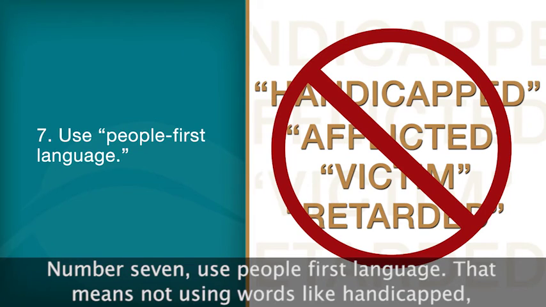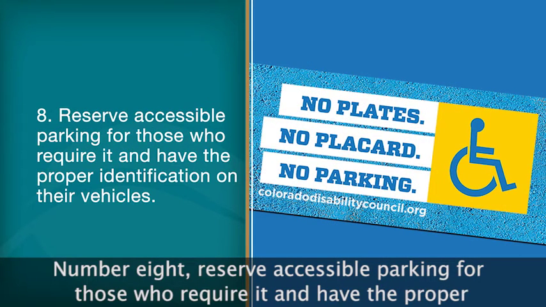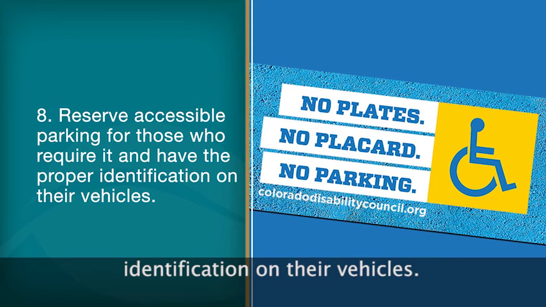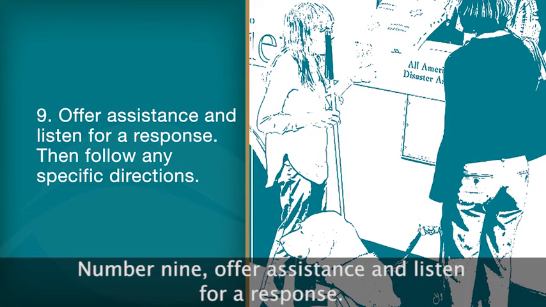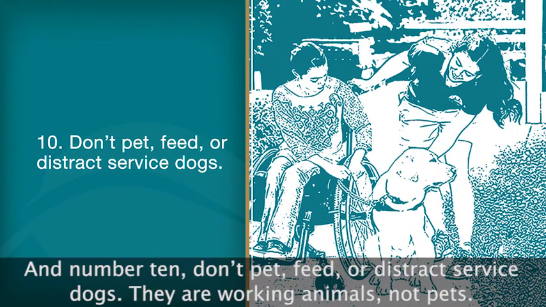Number 7, use people-first language. That means not using words like handicapped, afflicted, victim, or retarded. Number 8, reserve accessible parking for those who require it and have the proper identification on their vehicles. Number 9, offer assistance and listen for a response. Then follow any specific directions. And number 10, don't pet, feed, or distract service dogs. They are working animals, not pets.